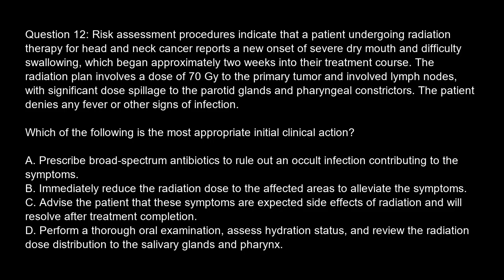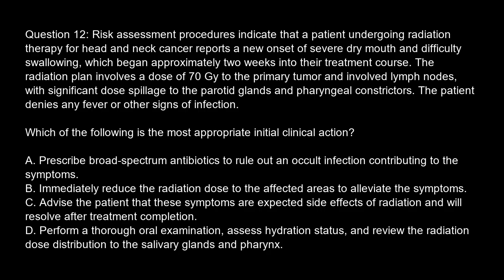Question 12. Risk assessment procedures indicate that a patient undergoing radiation therapy for head and neck cancer reports a new onset of severe dry mouth and difficulty swallowing, which began approximately 2 weeks into their treatment course. The radiation plan involves a dose of 70 Gy to the primary tumor and involved lymph nodes, with significant dose spillage to the parotid glands and pharyngeal constrictors. Patient denies any fever or other signs of infection. Which of the following is the most appropriate initial clinical action?